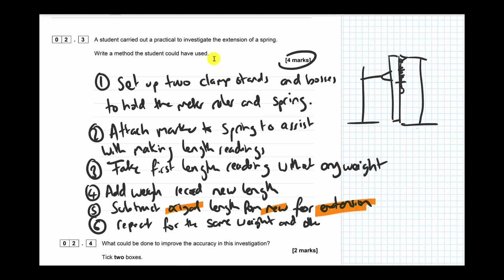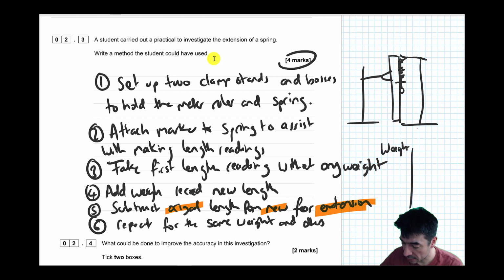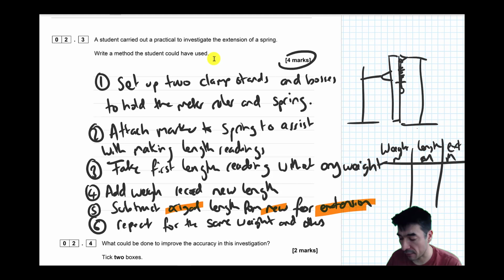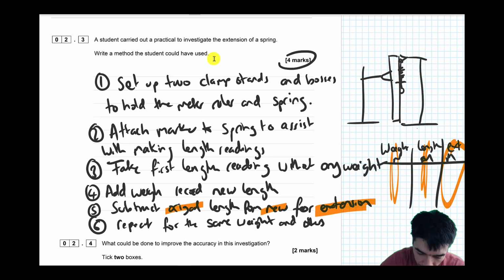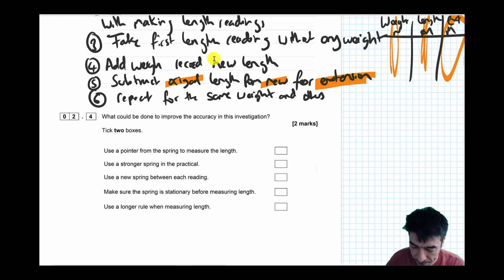So you can imagine you would have a table, and it would be weight, and you could have length, and then you could have extension, right? If you were to record the weight values in newtons and the length values in metres or centimetres, you could then go ahead and calculate your extension values, and that's what you'd do to do this experiment. A lot of writing there, but 4 whole marks, definitely worth it. Right, let's go on to the next bit.